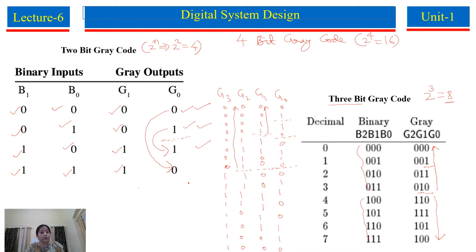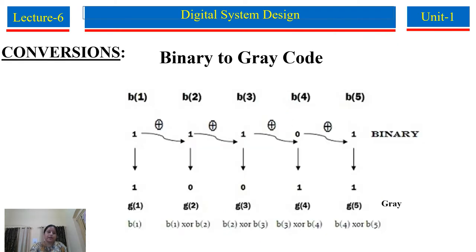This is also known as unit distance code or 1-bit change code. Now next is how we convert binary to gray for any number of bits.